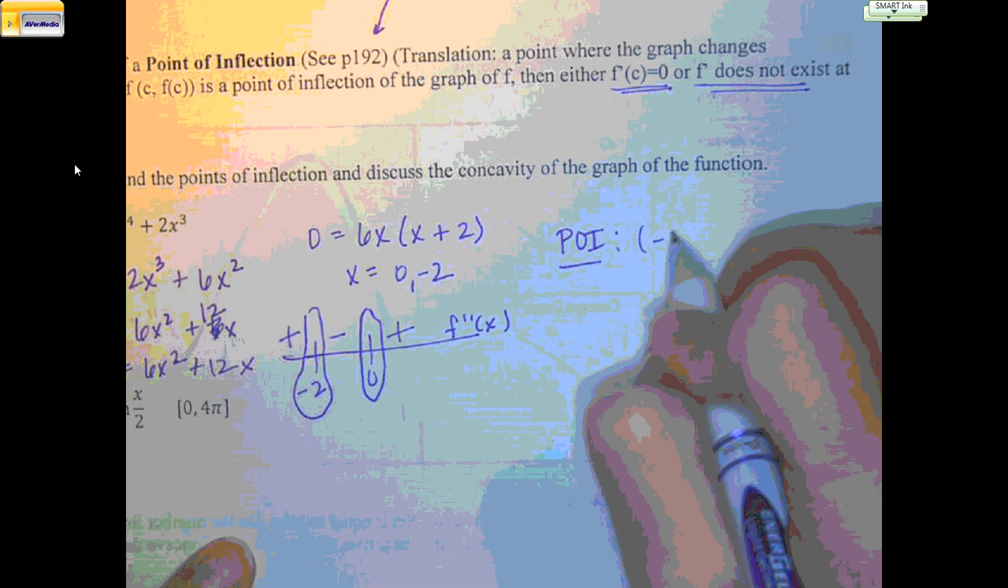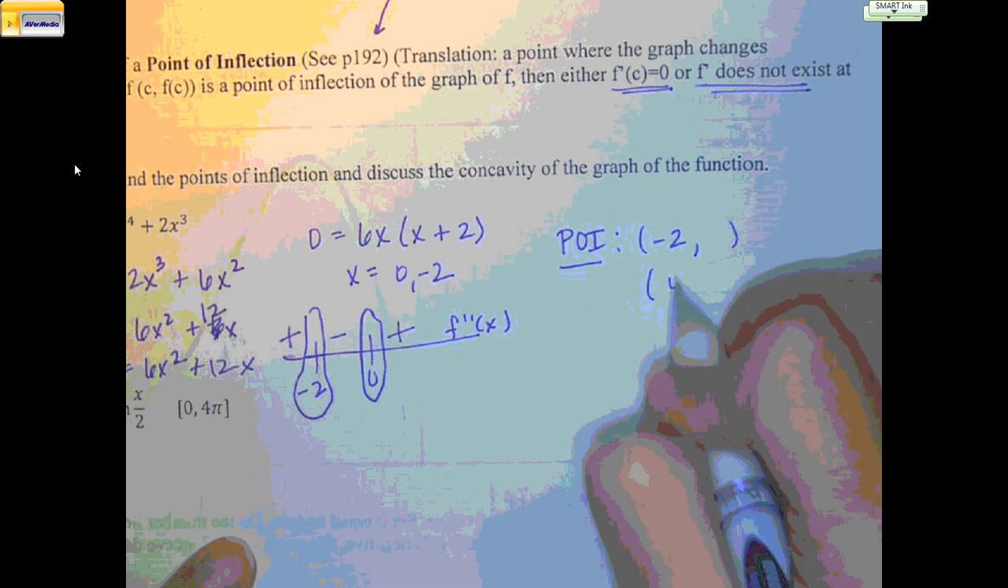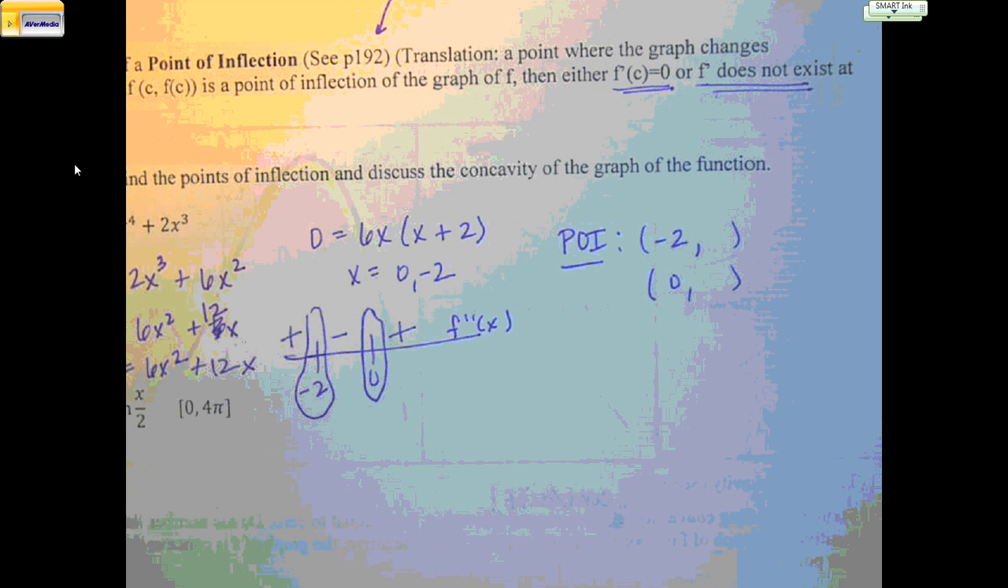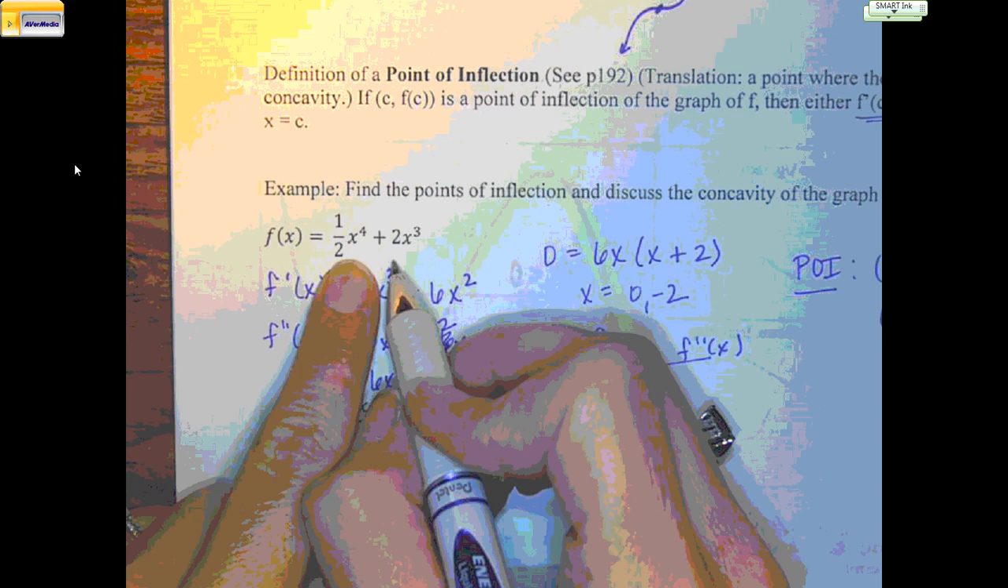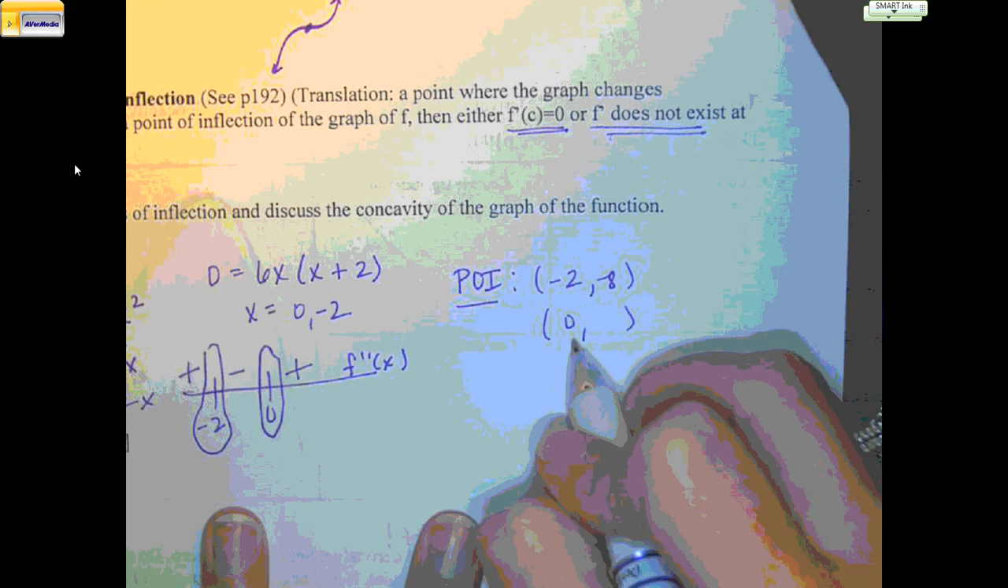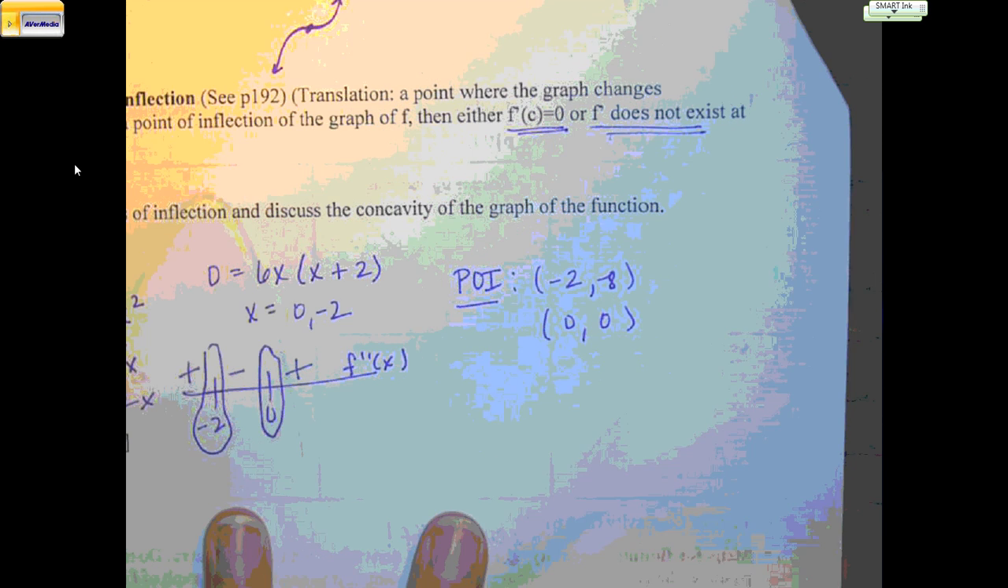One of them is at -2 comma something. The other one is at 0 comma something. How do you get the something? Into the original. Good, because we're talking about the original graph. They want to know where's the point of inflection on the original. That was the whole point of doing all that. So we take -2, we plug it into the beginning, work through the math, and you're going to get -8. Take 0, plug it in, you get 0.